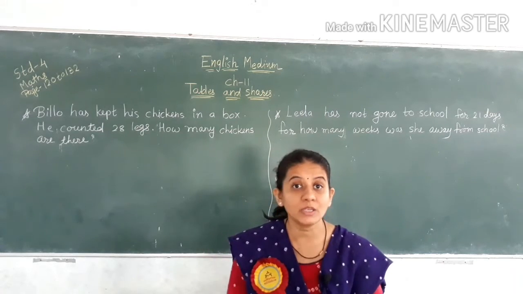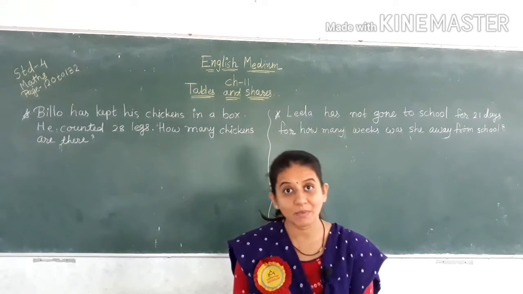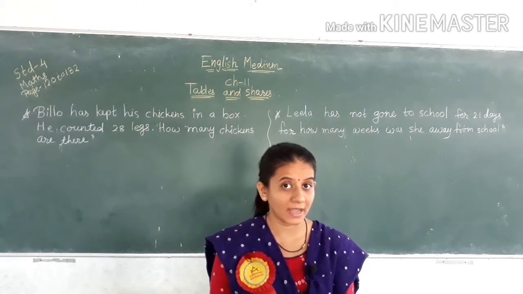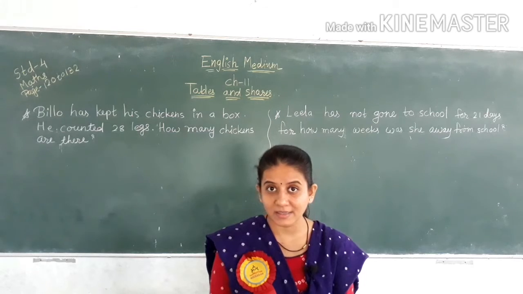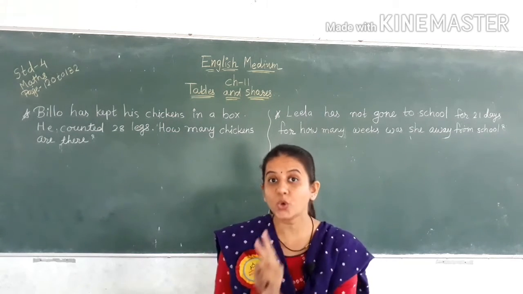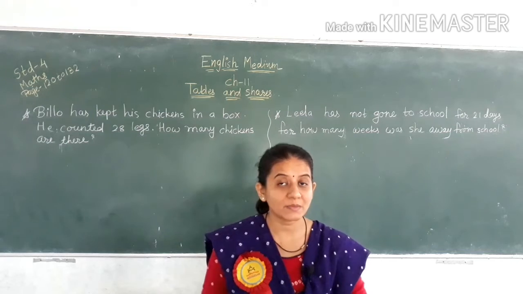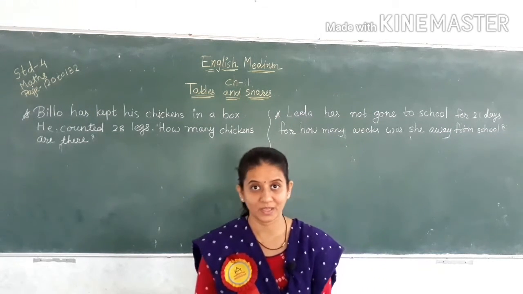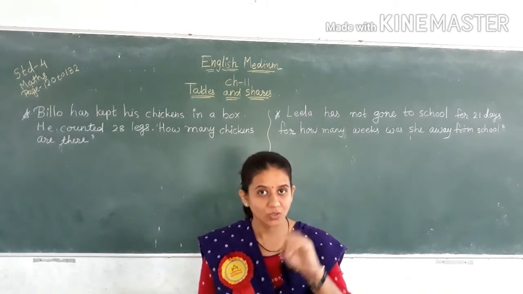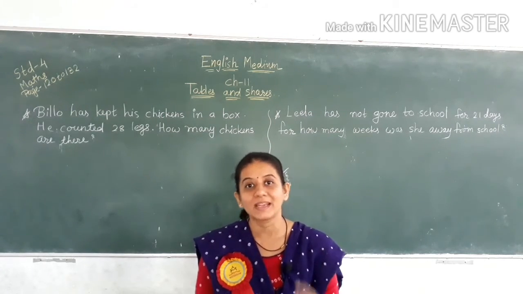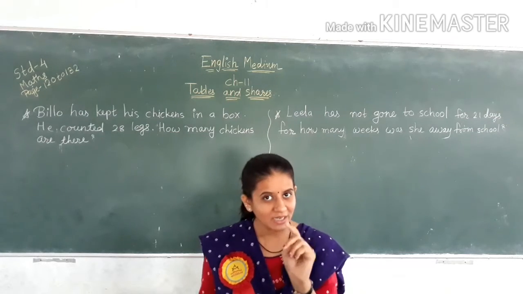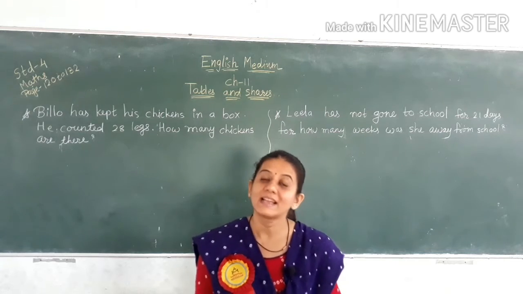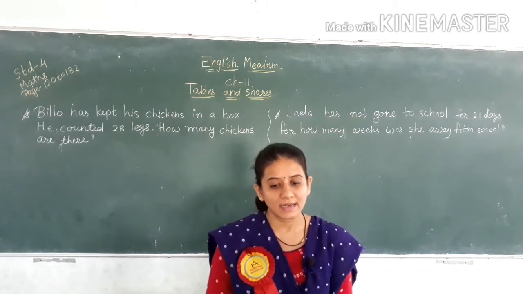8 legs means 2 cats. So 12 legs means how many cats? 4 3s are 12. That means 3 cats. One cat has 4 legs, so 3 cats have 12 legs.